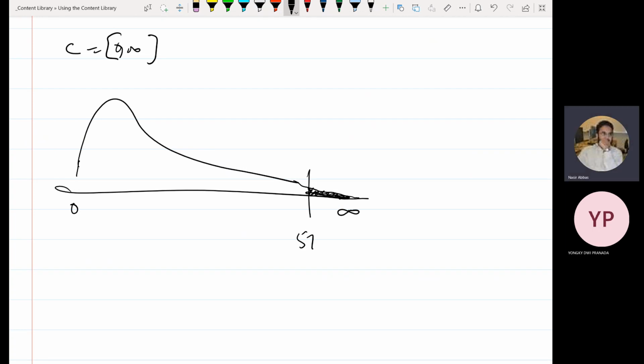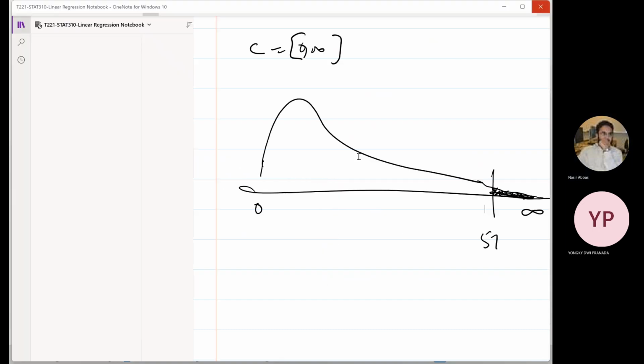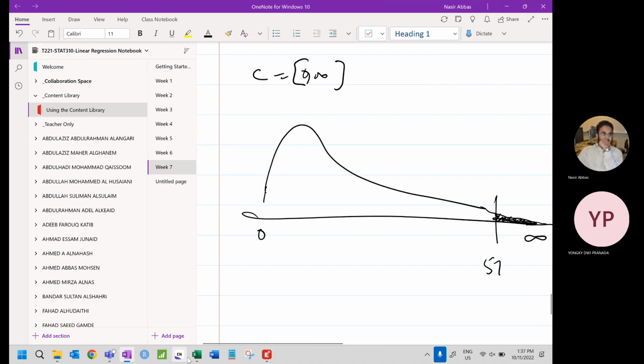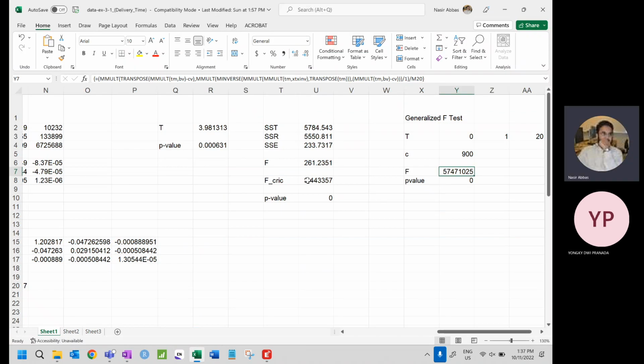Yes, you can use the critical value approach also. The critical value, we found it last time, was 4 point something. So of course 5 million is more than 4 point something. The critical value was 3.44. So of course this big number is more than 3.44. Any questions up to this point?